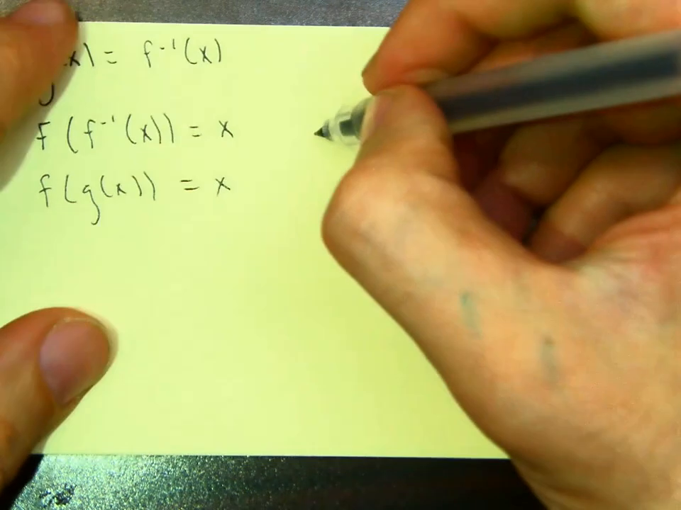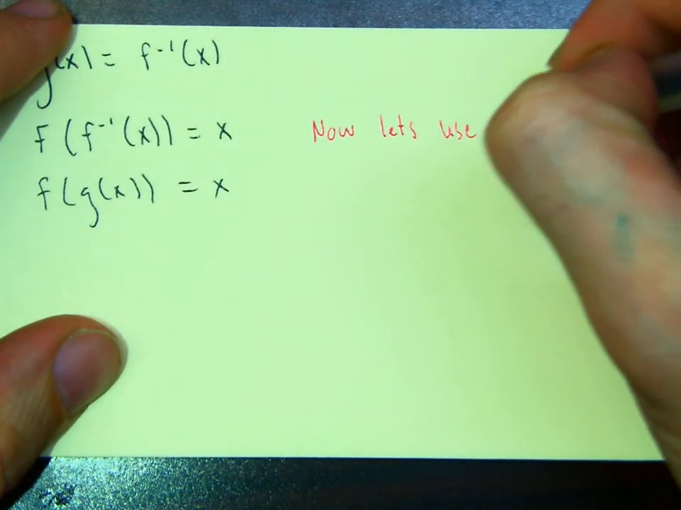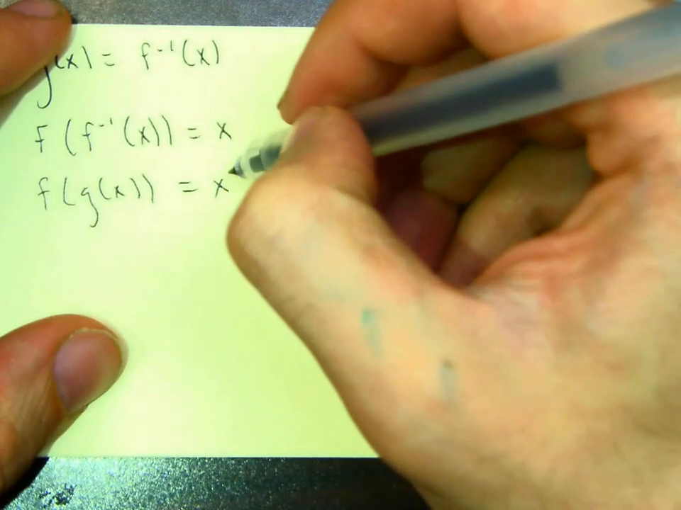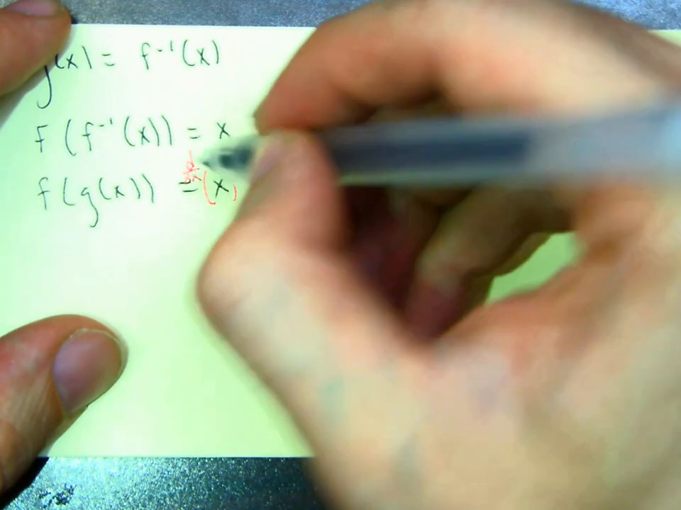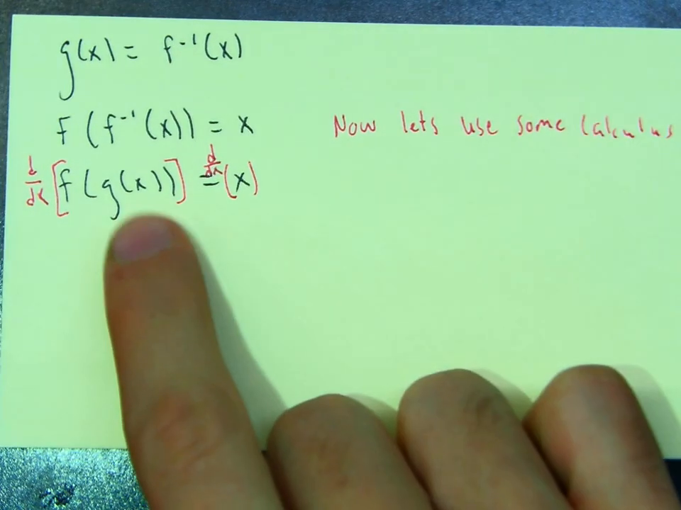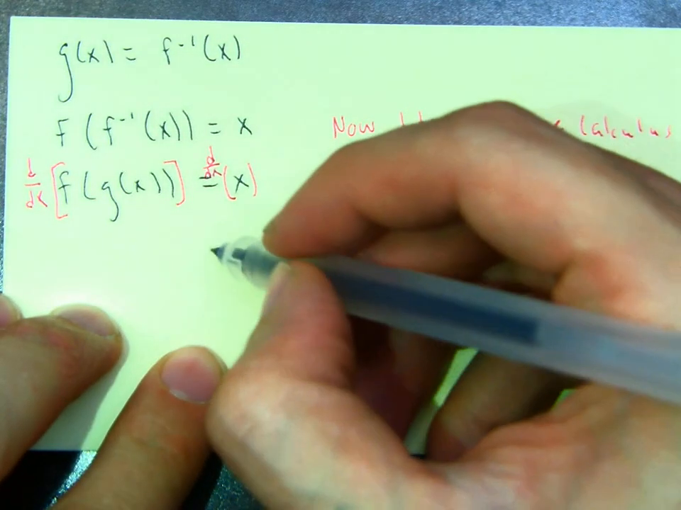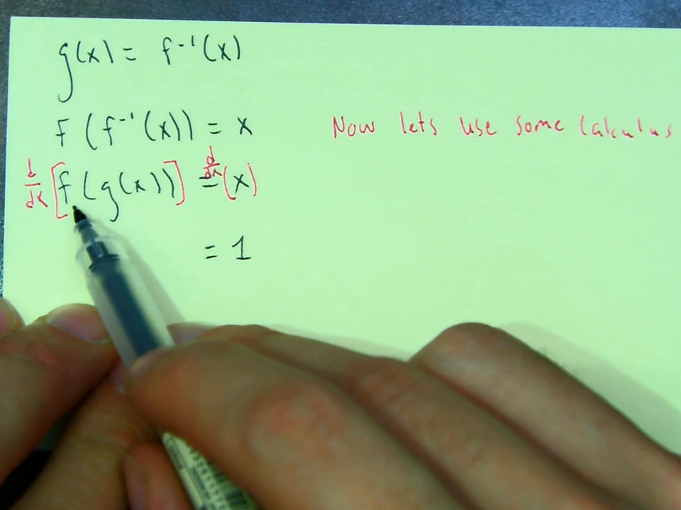So this whole day, we haven't done any calculus. So now, let's use some calculus. What are we going to do? We're going to take the derivative d dx on both sides. Now this should look familiar: what is the derivative of x? This is just 1. But then what's the derivative of f of g of x?